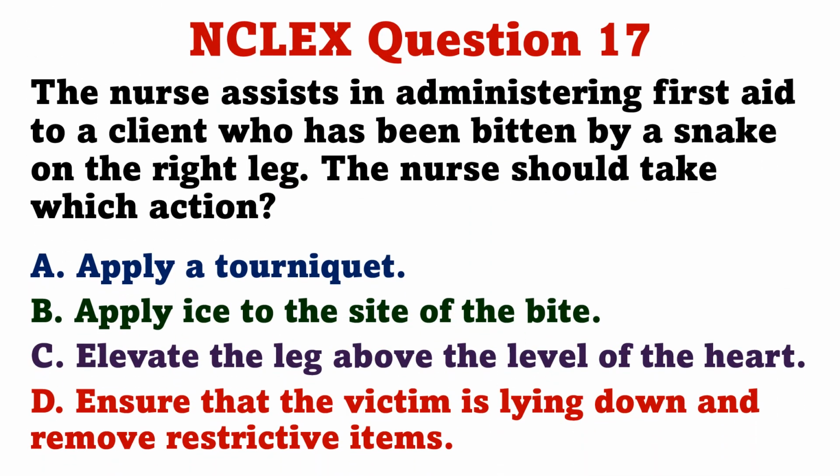Question 17. The nurse assists in administering first aid to a client who has been bitten by a snake on the right leg. The nurse should take which action? A. Apply a tourniquet. B. Apply ice to the site of the bite. C. Elevate the leg above the level of the heart. D. Ensure that the victim is lying down and remove restrictive items.